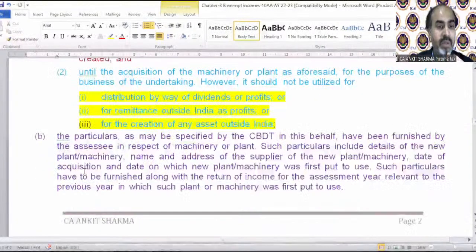The particulars as may be specified by the CBDT in this behalf have to be furnished by the SEZ unit in respect of machinery or plant. Such particulars include details of the new plant and machinery, name and address of the supplier of the new plant and machinery, date, etc., with the ITR return of income.